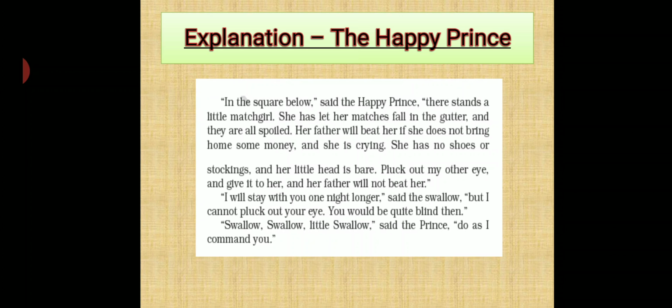I will stay with you one night longer, said the swallow, but I cannot pluck out your eyes. You would be quite blind then. So now the swallow agreed to stay with the prince for one more night, but he refused to take out another sapphire that was placed in place of the eyes, because if he did that, then the prince would become blind. Swallow, swallow, little swallow, said the prince, do as I command you. So now again the happy prince told him to do what he had ordered.